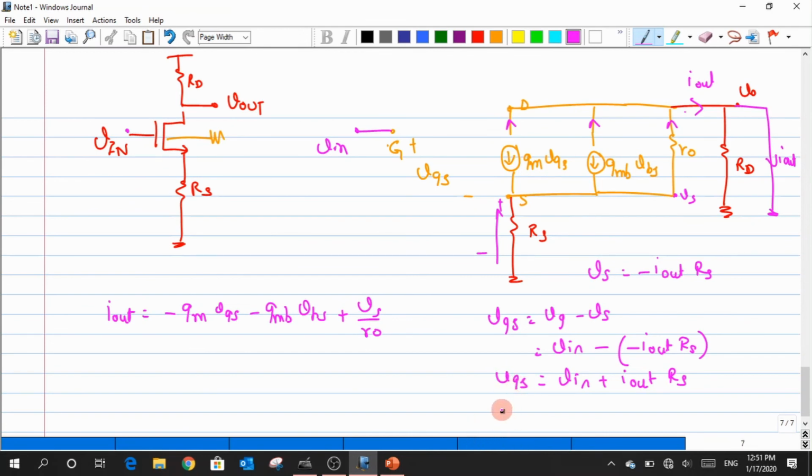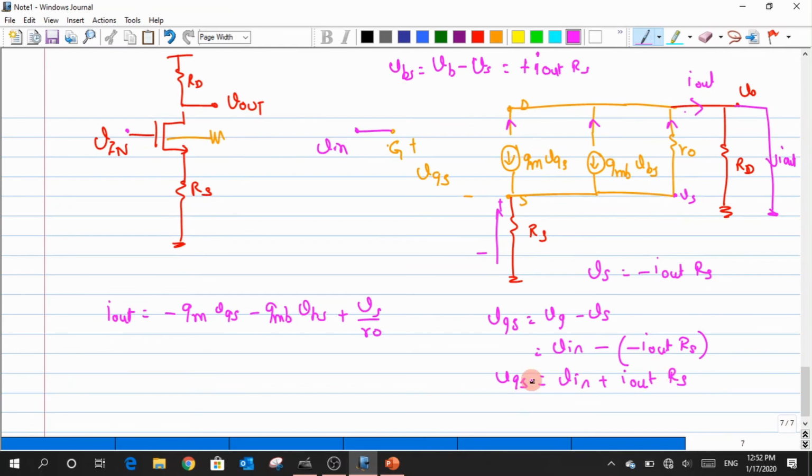Now let us try to evaluate the expression for VBS. This VBS is written as VB minus VS, and where is my VB connected? Ground. So I will have only the VS term, and when we do all this manipulation, we end up having something like plus I out RS.